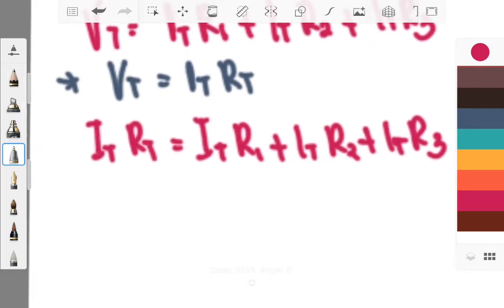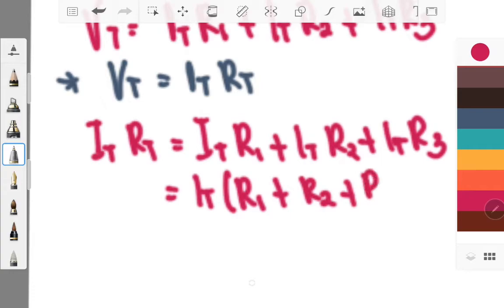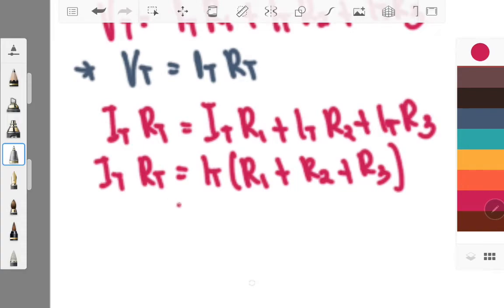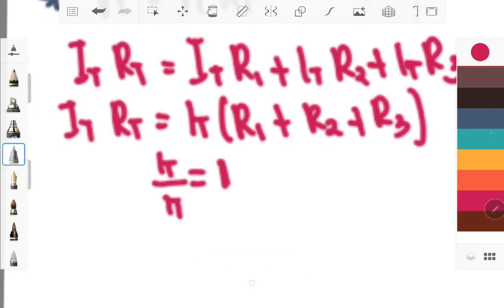So, if you manipulate the equation more, you will have I total factoring to all the variables. You have I total multiplied by your R1 plus R2 plus R3, which is equal to your I total multiplied by your R total. So, take note that I total divided by I total is equal to 1, right? So therefore, I may say that the formula is equal to R total.